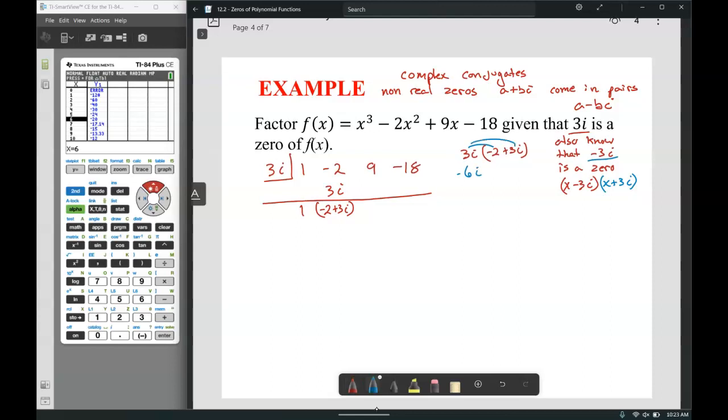Negative 6i. This gives us 9i squared. Well, remember, i squared is negative 1, so we actually have negative 6i minus 9. And then we want to write it back in standard form, so we have negative 9 minus 6i. And then we can go ahead and add 9 to negative 9. That gives us 0, so we're left with just negative 6i. And then when we multiply 3i times negative 6i, we get negative 18i squared, which again equals positive 18, giving us that remainder 0 that we need. So again, we just proved that 3i is a 0.